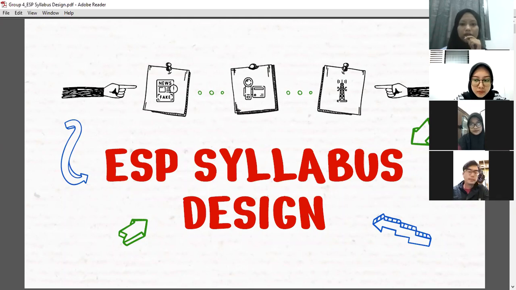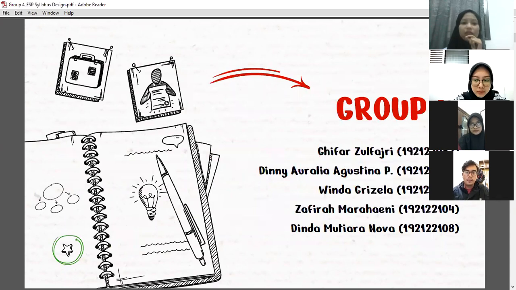I'm Winda Grizela as a moderator today. Let me introduce you to the presenters today. They are Ghifar Zulfajri, Dinny, Auralia, Agustina, Putri, Zafirah Marahaeni, and Dinda Mutiara Nova.